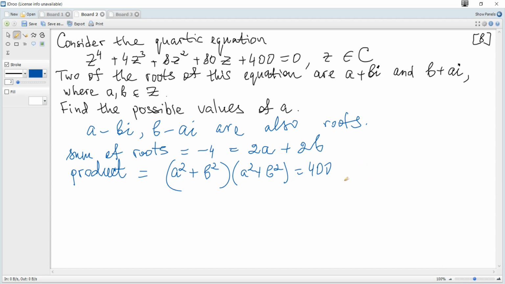And let's try to solve this. We can see that we can divide by 2, hence a plus b is negative 2. And a squared plus b squared is positive, and we can deduce that a squared plus b squared is the square root of 400, which is 20.